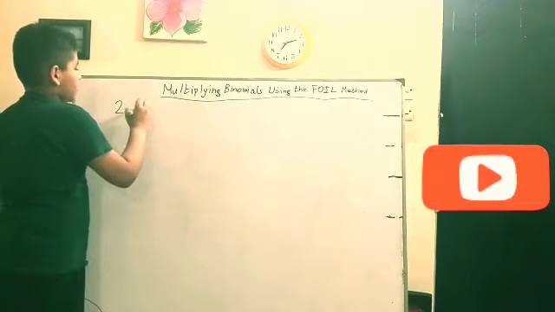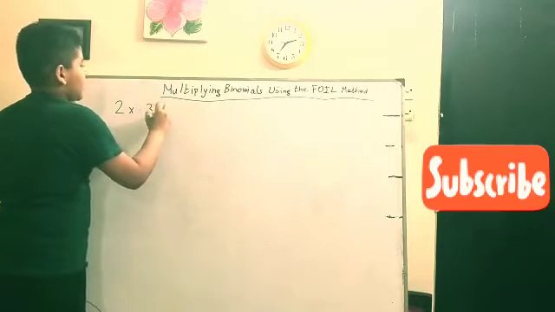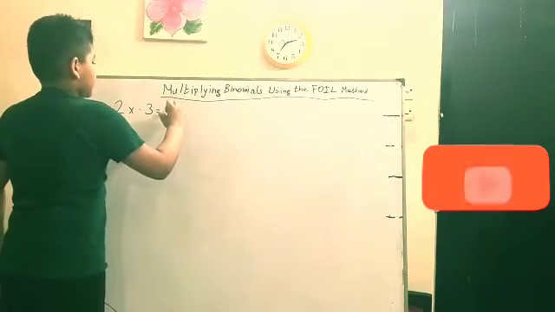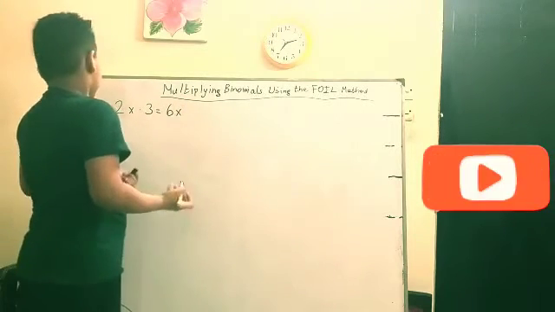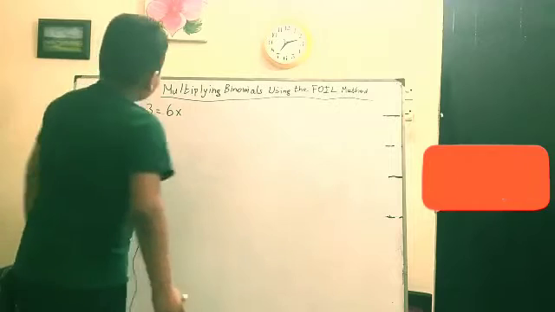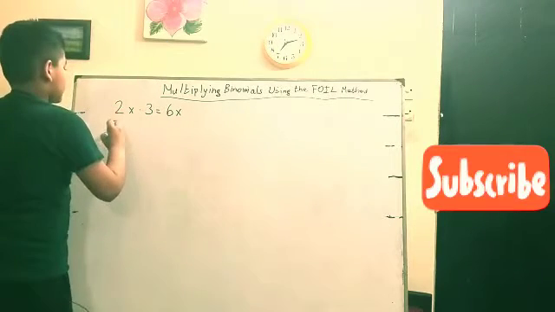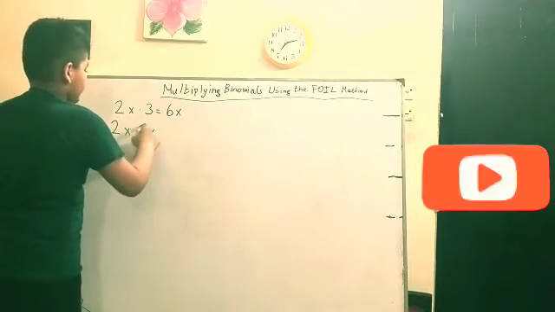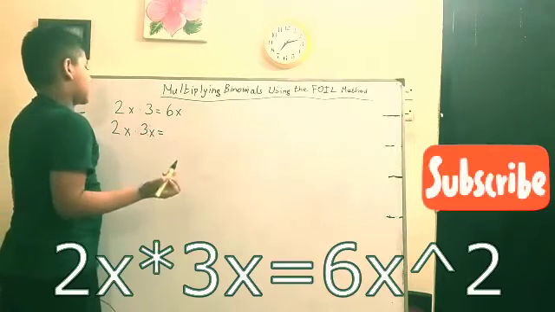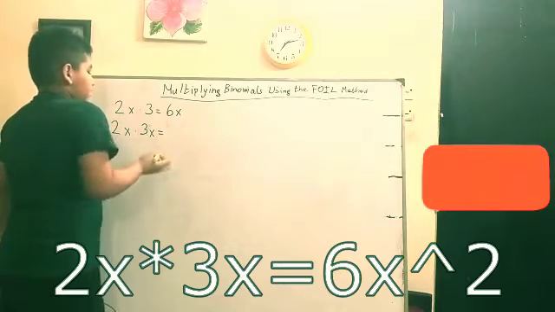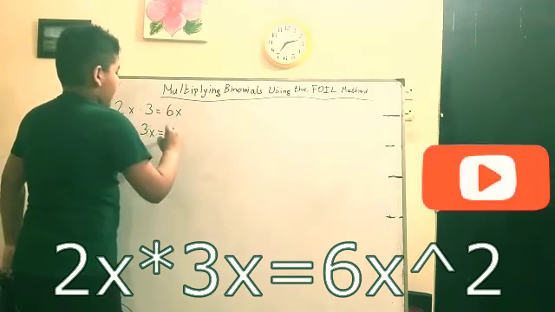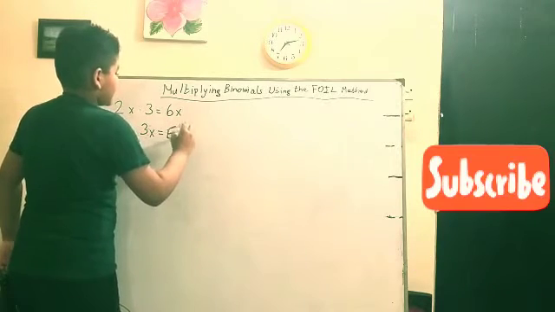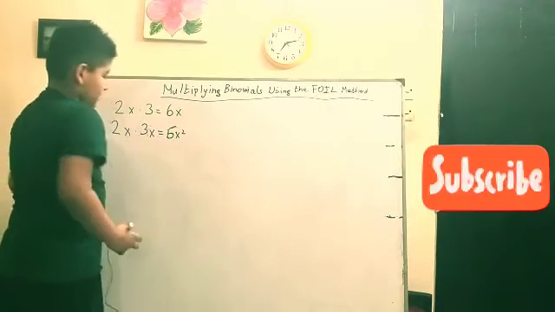A monomial times a constant. So 2x times 3 will be equal to 6x. So like that. And let's use something as easy as a monomial times a monomial. So 2x times 3x will equal to 5. Sorry, it has to be equal to 6x. My bad. 6x squared. Remember, the x is multiplied too.